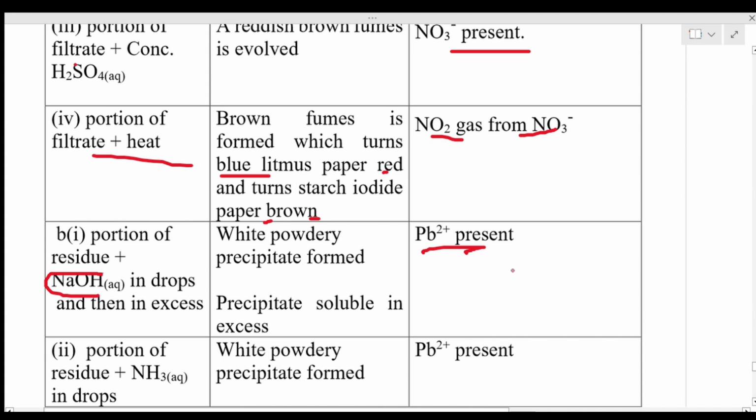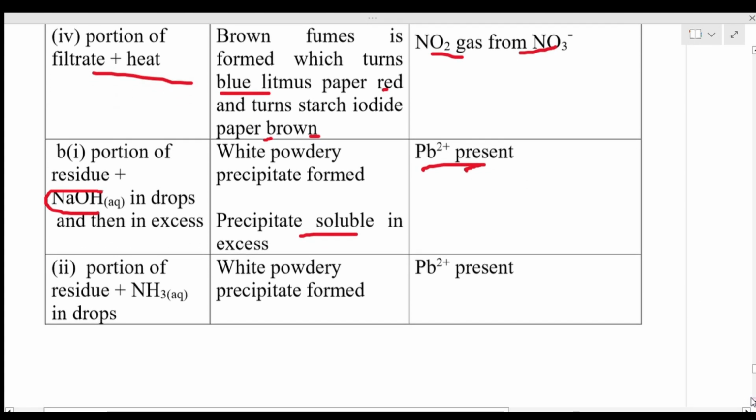Okay, we would have had Al, aluminium, but aluminium is gelatinous. Okay, we would have had calcium. Calcium is powdery, but it's insoluble. So lead is powdery and soluble in excess. So let's take note. Zinc too would have had zinc. Zinc is soluble, but zinc is not powdery. Zinc is also gelatinous. That's why I didn't add it in this particular reaction.